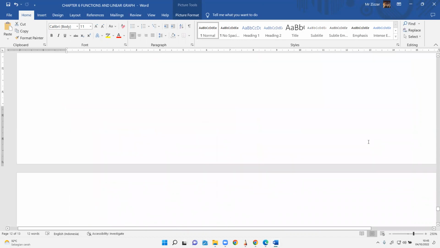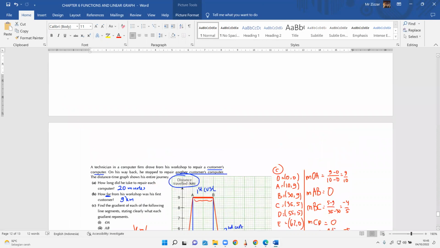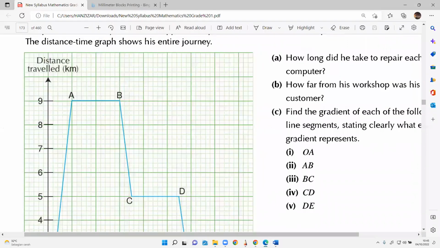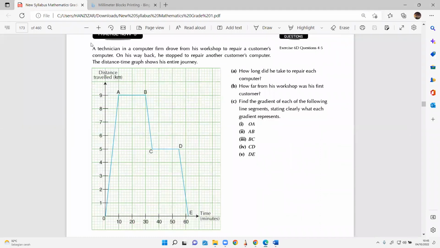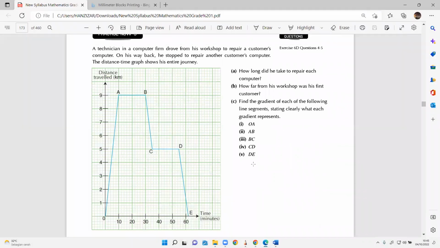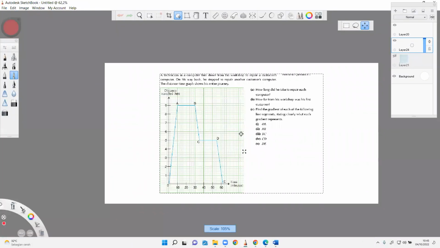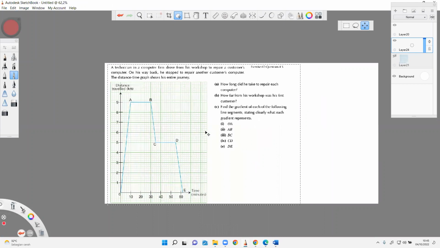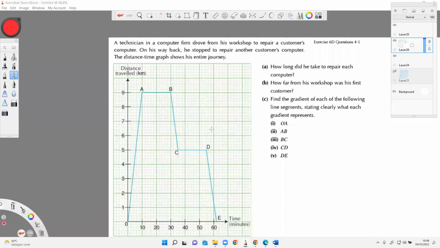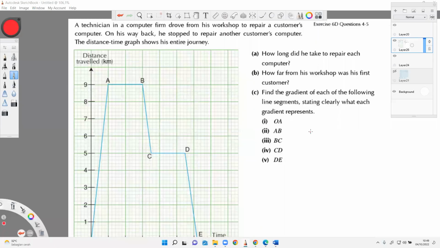Okay, guys, one last explanation. Let's look at this question. I will give you some time to read it one more time. Read it first, the technician. Okay, let's discuss. I think Josephine wants to answer this. How long did he take to repair his computer? Josephine, what's your answer for question A?